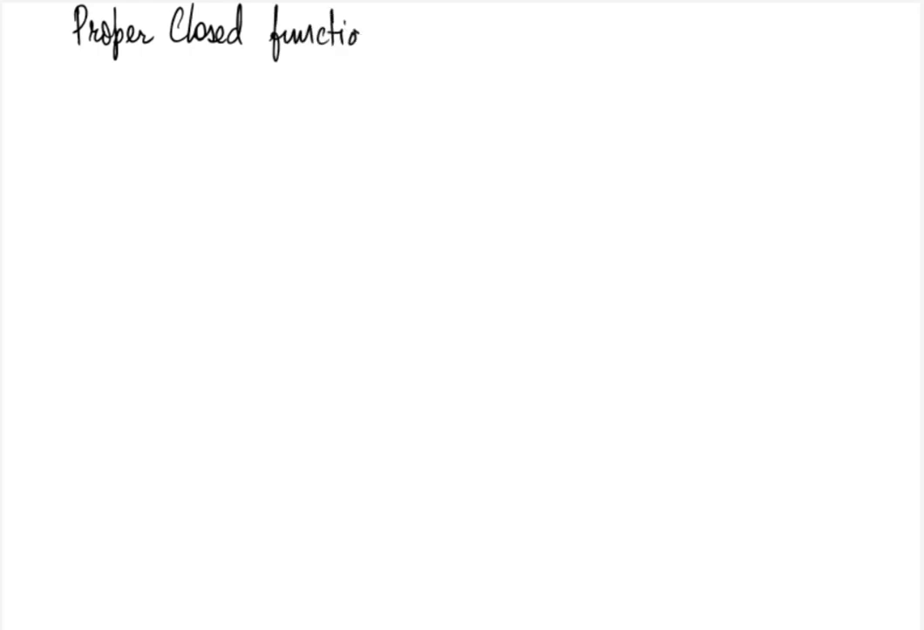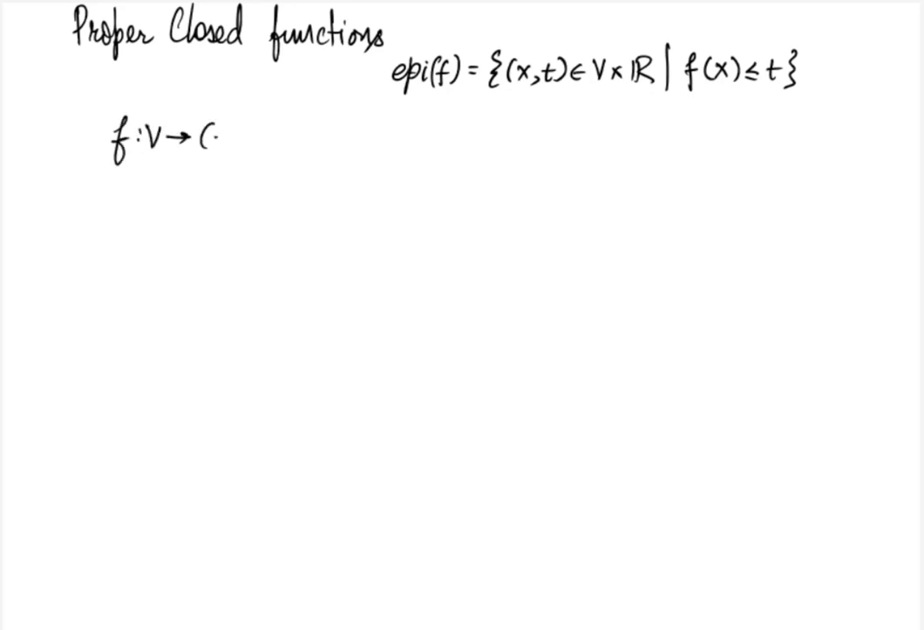Next, we define closed functions. Recall that the epigraph of a function is the set of all x and t such that f of x is less than or equal to t. For instance, if f is the norm, then its epigraph is the norm cone. A function is said to be closed if its epigraph is a closed set.